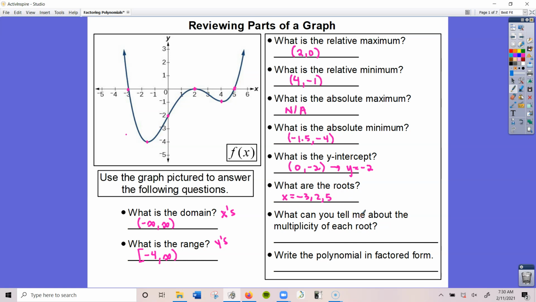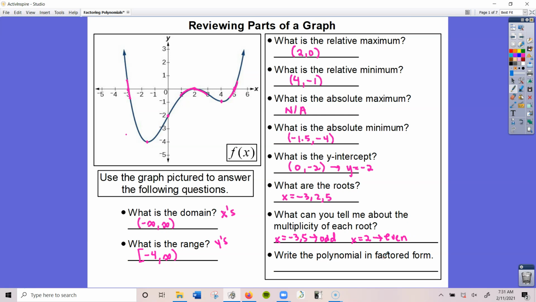Now, what can you tell me about the multiplicity of each root? Remembering that if there is an odd multiplicity, the graph will cross the x-axis. And if there's an even multiplicity, it will only touch the x-axis. So we can see that at -3 and 5, it does cross the x-axis. So we would say that at x is equal to -3 and 5, it has an odd multiplicity. At x is equal to 2, however, you see how it only touches the x-axis and then goes back in the same direction. So this would have an even multiplicity.